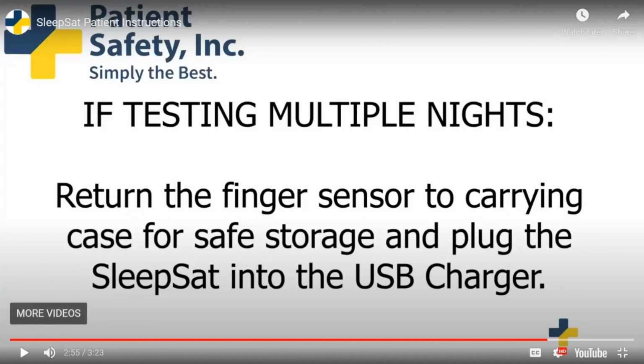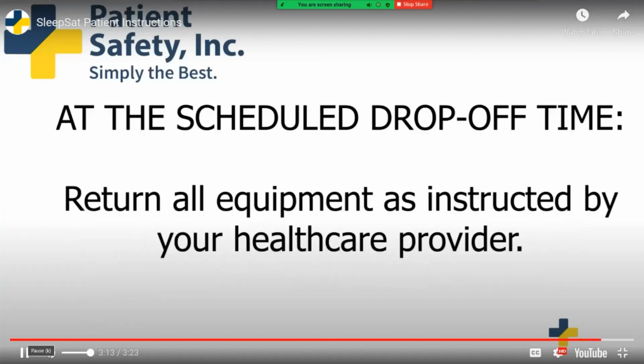Once it's turned off, then go ahead and unplug that probe and plug the device in if it's for multiple nights. If testing multiple nights, return the finger sensor to the carrying case for safe storage and plug the SleepSat into the USB charger. Charge the SleepSat for 4 to 6 hours, then repeat the test the next night. At the scheduled drop-off time, return all equipment as instructed by your healthcare provider.